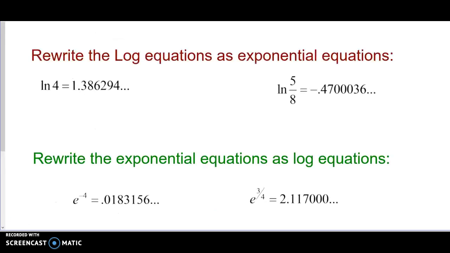Let's practice rewriting, or in other words, converting. So please rewrite this log equation as an exponential. And then once you do that, please write these exponential equations as logs. Go ahead and put me on pause.